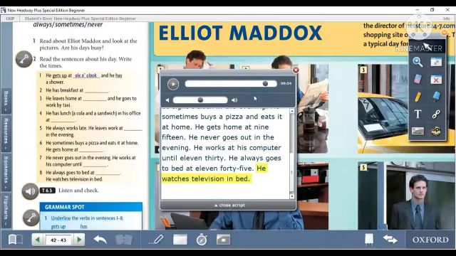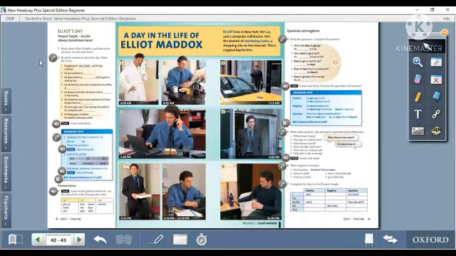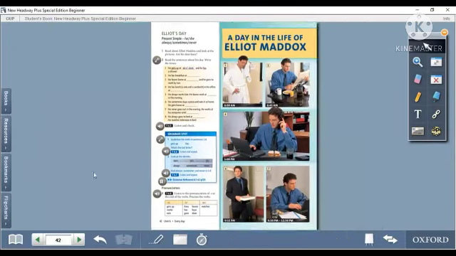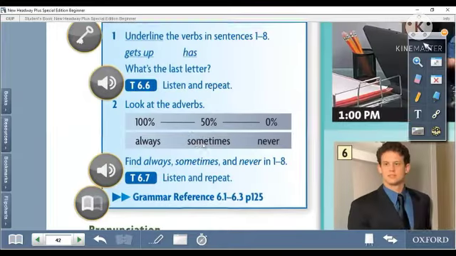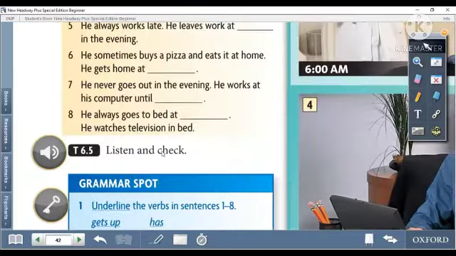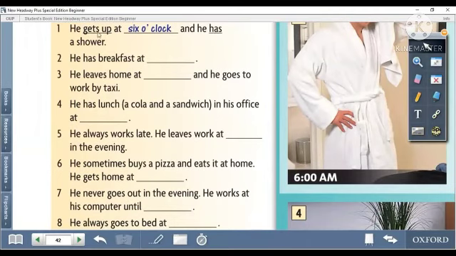Okay, let's go back. If you want to check your answers, we have here grammar spot. Underline the verbs in sentences 1 to 8. Of course we will go to the exercise. Underline means draw a line under. Okay, underline the verbs. We come here and put a line.